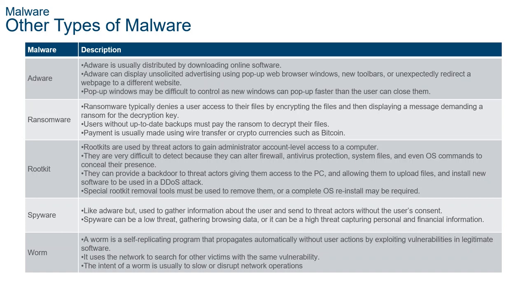So the last one would be worm. A worm is a self-replicating program that propagates automatically without the user's actions by exploiting vulnerabilities in legitimate software. It uses the network to search for other victims with the same vulnerability. The intent of a worm is usually to slow or disrupt network operations.